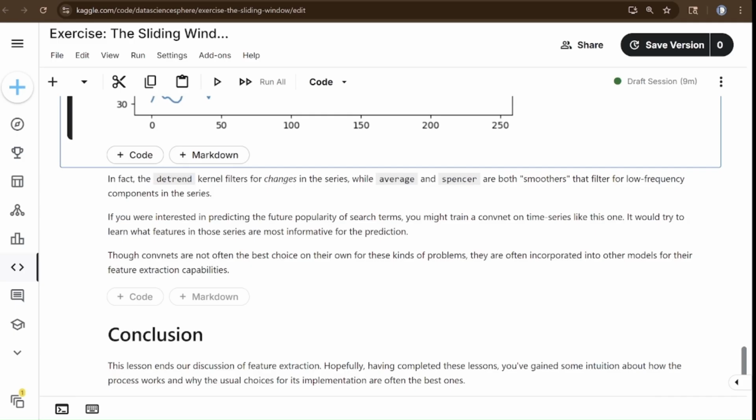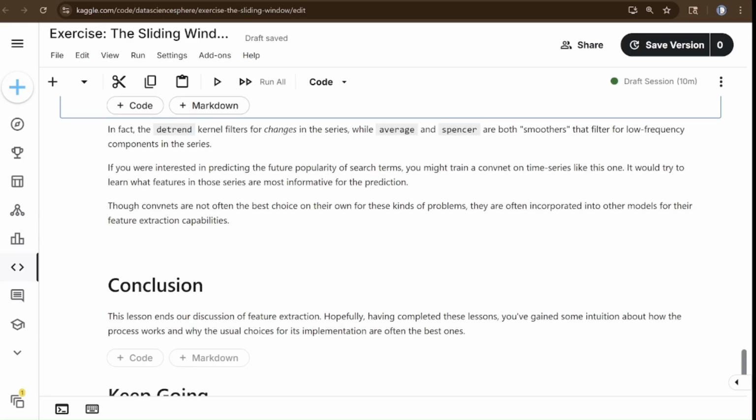Okay. If you are interested in predicting the future popularity of search terms, you might train a ConvNet on time series like this one. It would try to learn what features in those series are most informative for the prediction. Though ConvNets are not often the best choice on their own for this kind of problem, they are often incorporated into other models for their feature extraction capabilities.